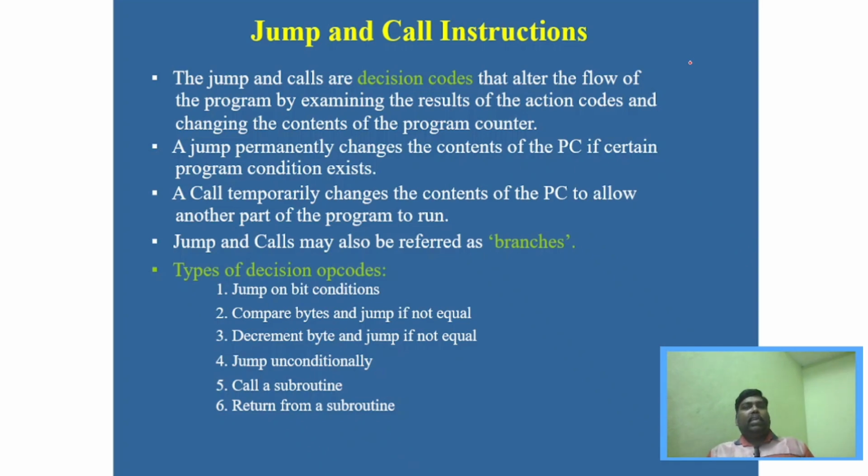Jump unconditionally is normally what we use in programs, that is there is no condition. Even conditions we use in programs, but jump unconditionally is without any particular condition. It will just jump to your particular location. And call a subroutine, I have explained what is call a subroutine. Whenever there is an interrupt, it will go to a different location, execute those instructions and come back. And while coming back, you need one particular instruction, that is the return instruction, RET, to go from the subroutine to the main program. So we will see all these things here.